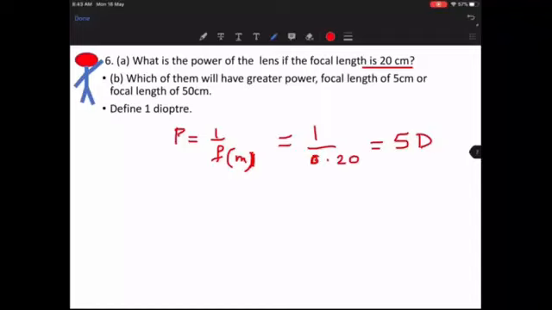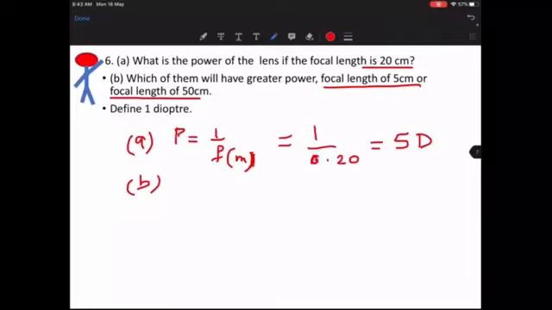Look at the next second question now. Which of them will have greater power, focal length of 5 centimeter or focal length of 50 centimeters? So I've given you two focal lengths. So this was the first part. This is the second part. One is 5 centimeter, one is 50 centimeter. Which of them will have greater power? So you know, if the focal length is less, the power is going to be more. So it is going to be 5 centimeters. Okay, so all of you, I believe, are following till now whatever we have done.